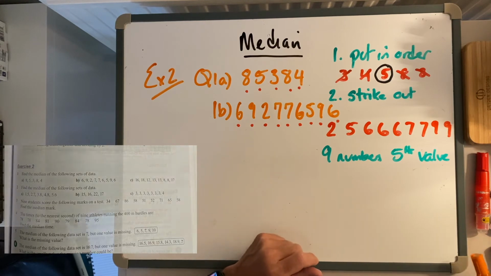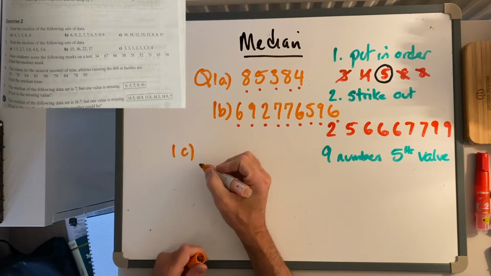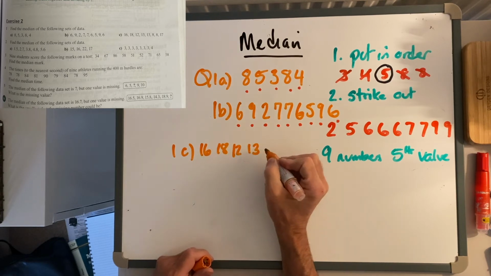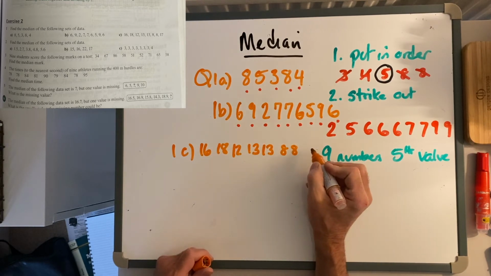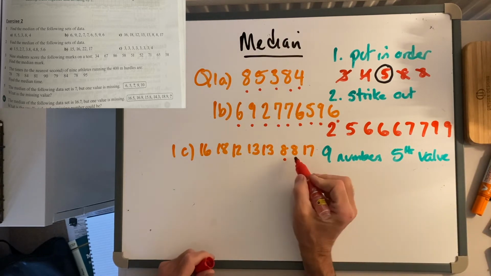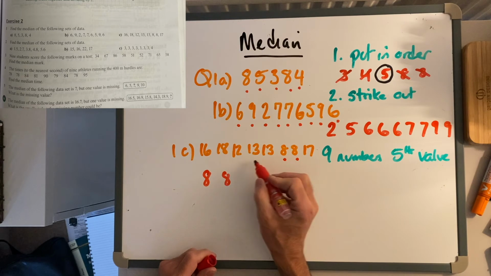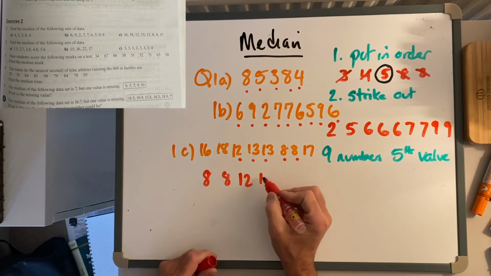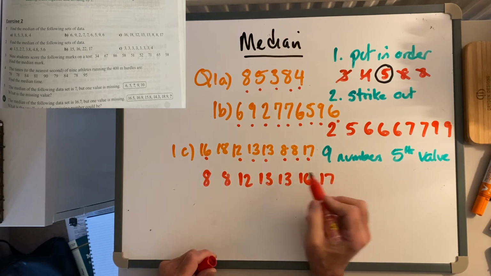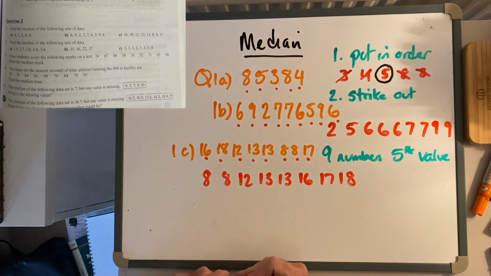In C, let's just copy out C and see what we can do with this. 16, 18, 12, 13, 13, 8, 8, 17. First thing I want to do is put them in order. So I've got 8, 8, 12, 13, 13, 16, 17, 18. Just count as well how many I've got here.